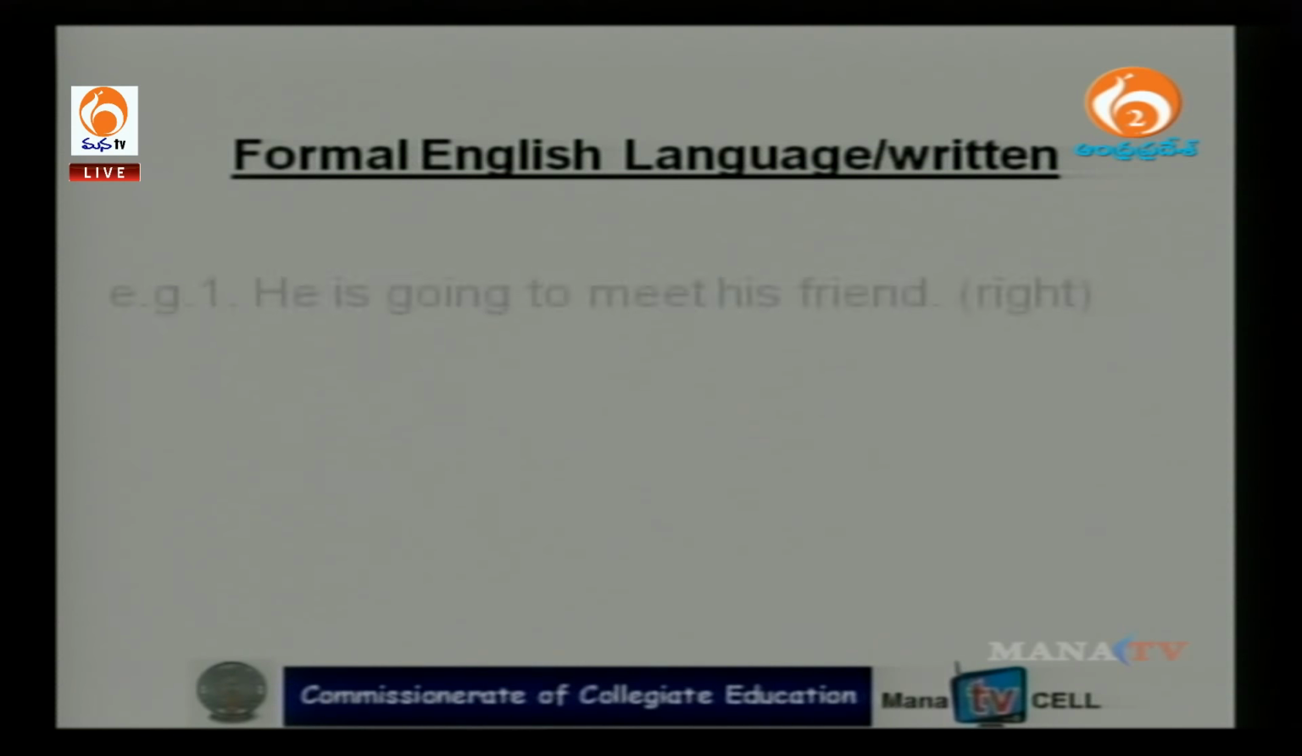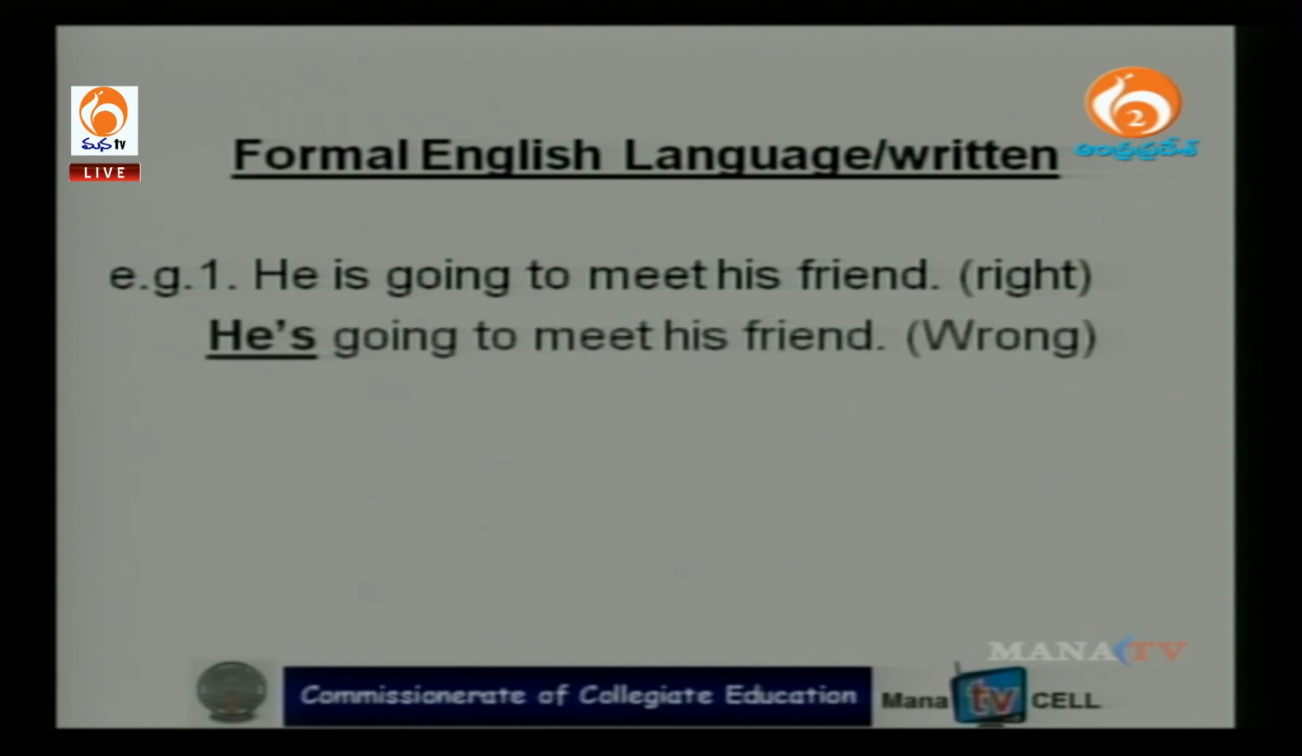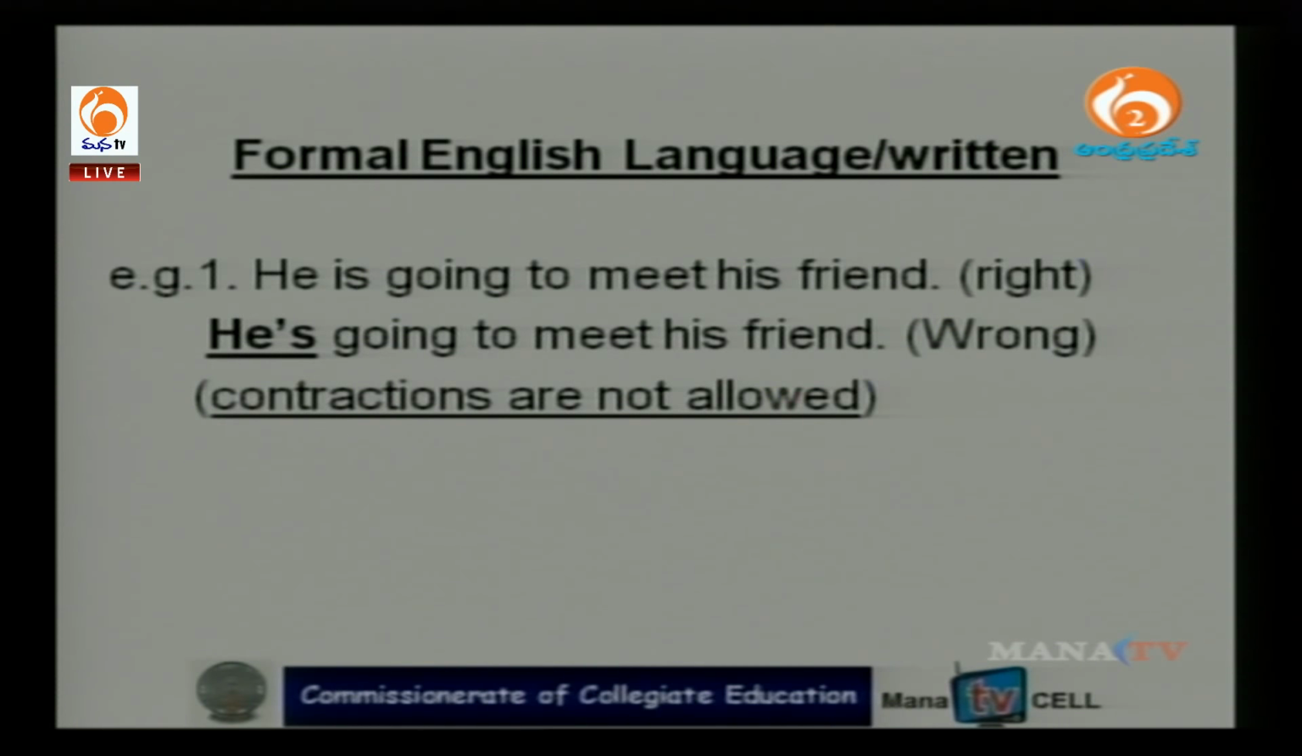Now, look at this one. He is going to meet his friend is a correct sentence, and this is the written form of language. The second sentence is the informal spoken version. In written language the second type of sentence is not acceptable, and the second sentence is acceptable only in informal situations when we speak to our friends or other people. Okay.